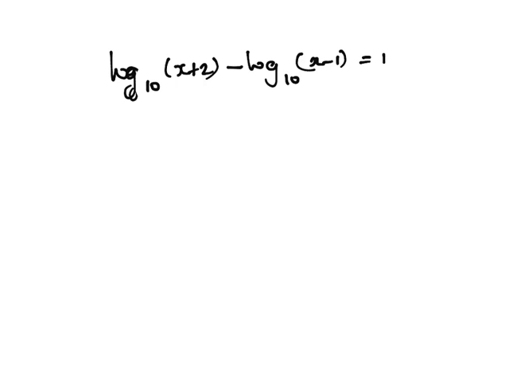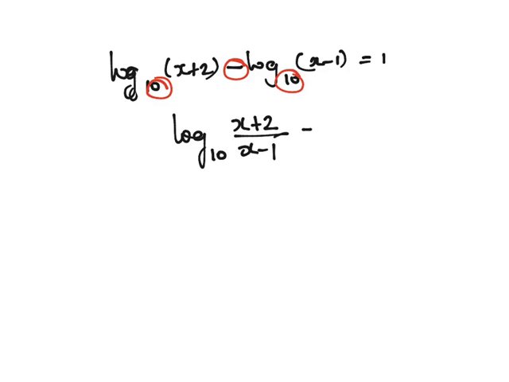Okay, let us solve this problem. I need to find the value of x here. As you can see, there are two logarithms. The bases are same, and there is a minus sign in between. So I can use the quotient rule. So I can write it as log of x plus 2 divided by x minus 1 to the base 10 equal to 1.